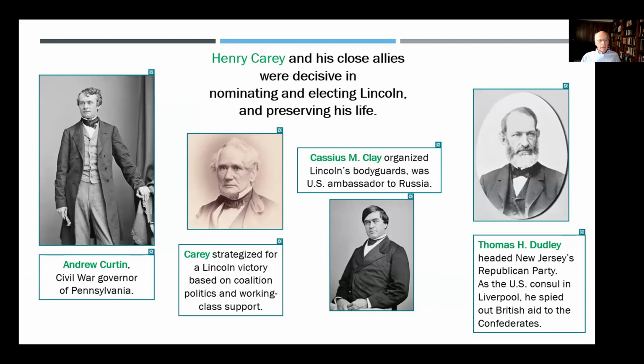This grouping around Carey and others who were followers of Carey organized particularly two states to get Lincoln nominated as president instead of Seward from New York. And the two states are Pennsylvania and New Jersey. The governor of Pennsylvania, Andrew Curtin, was elected, I guess you'd say, a month before Lincoln was. The election in Pennsylvania was, or maybe it was the same time, I don't know, but it was before November.